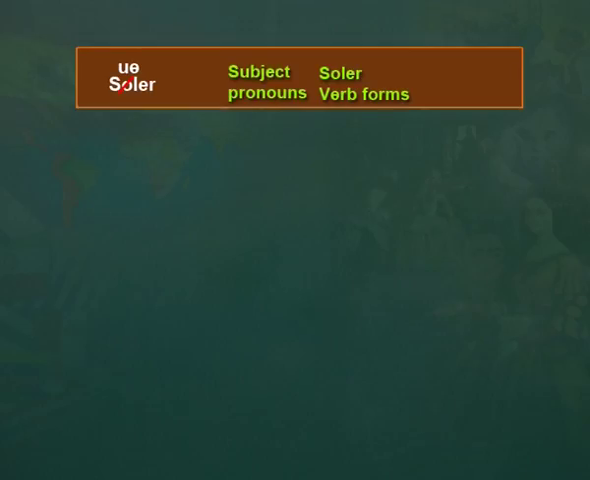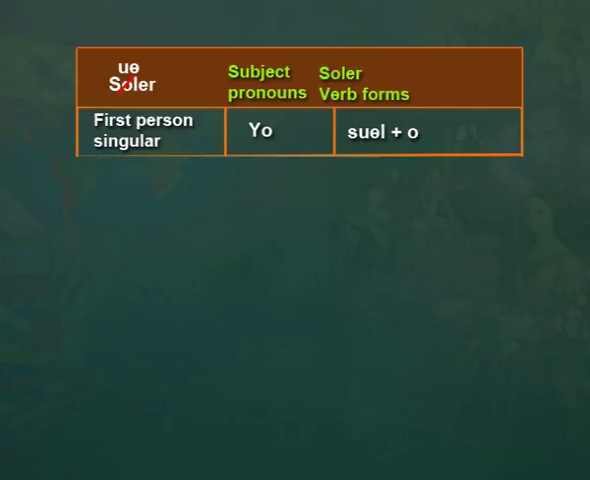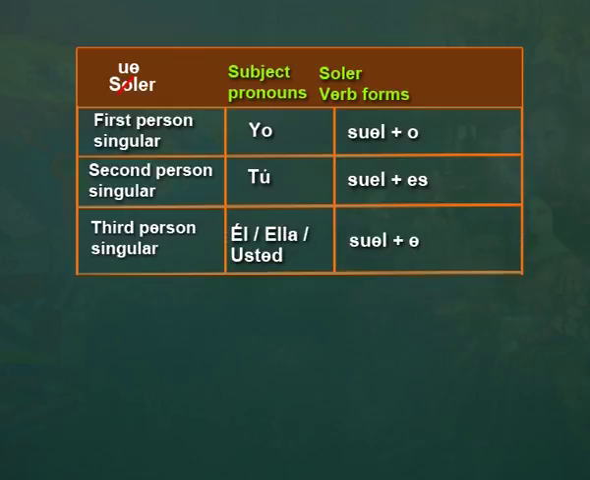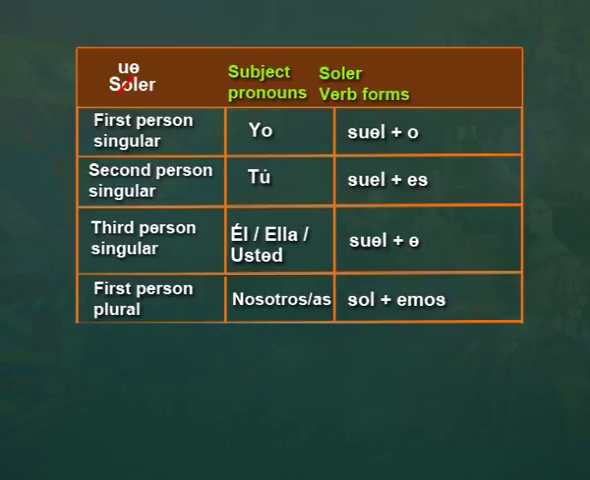When we talk of daily routine, we also talk of habits. Let me introduce a new verb here for talking about habits, that is soler. Soler is an irregular verb with O changing to UE and is conjugated like yo suelo, tú sueles, él, ella, usted suele, nosotros, nosotras solemos.